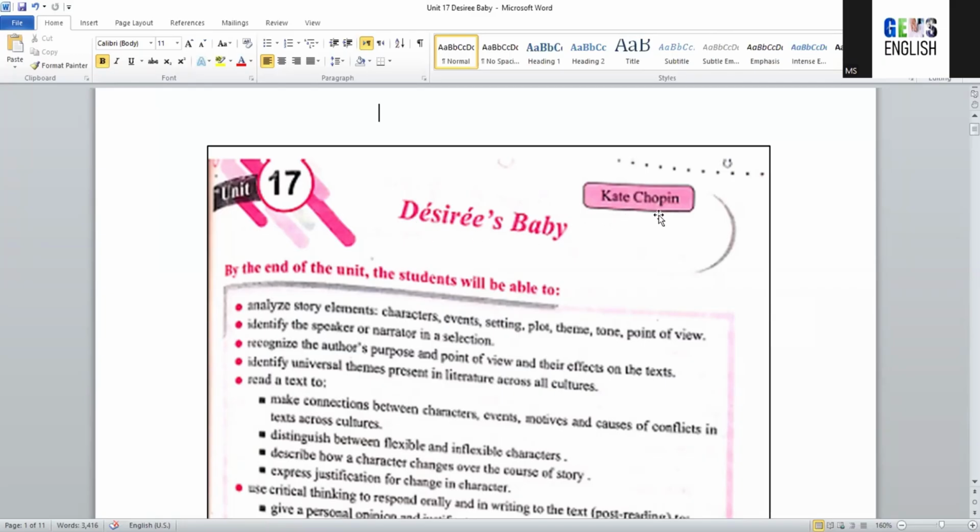First, we will look at the summary of the story, and then go through all the exercises step by step, aiming to develop your understanding of the text, its characters, and themes such as love, pride, and racial prejudice.